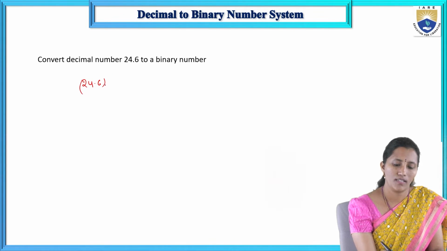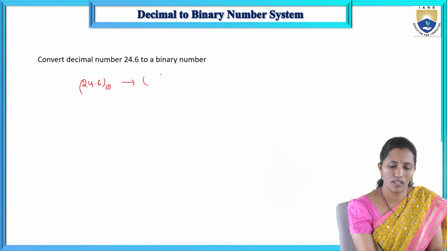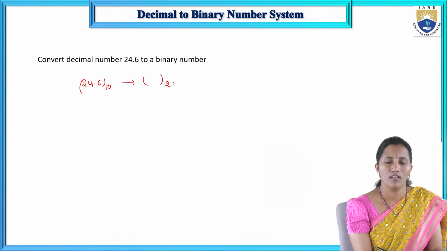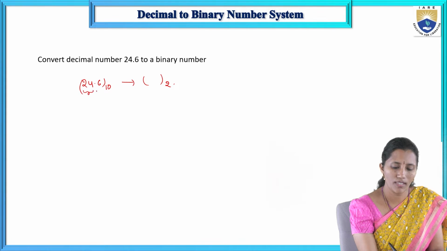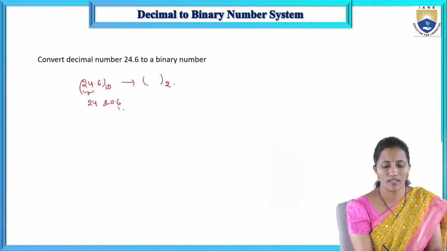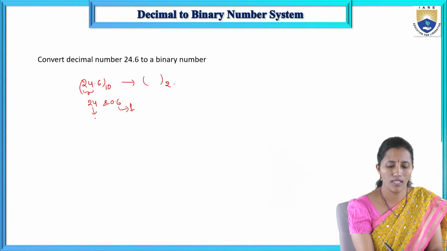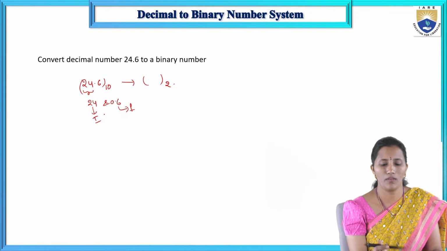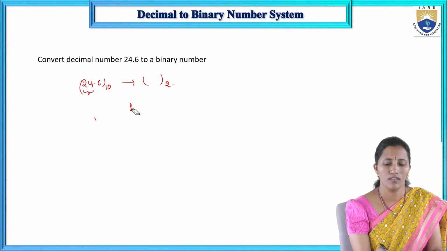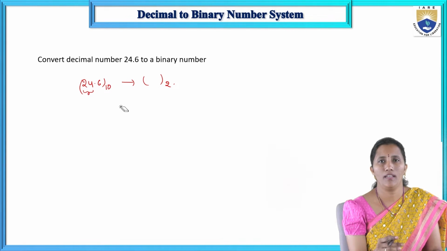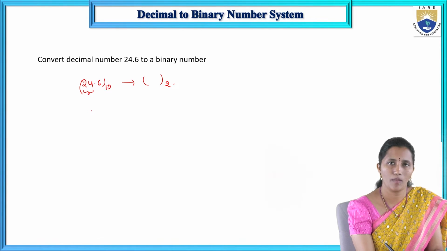24.6. This is the decimal number. We have to convert that into a binary number. Here 24 is the integer part and 0.6 is the fractional part. So we have to perform the conversion individually, for the integer part and the fractional part.